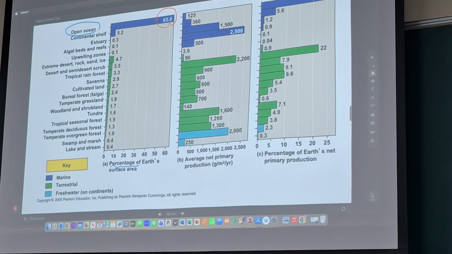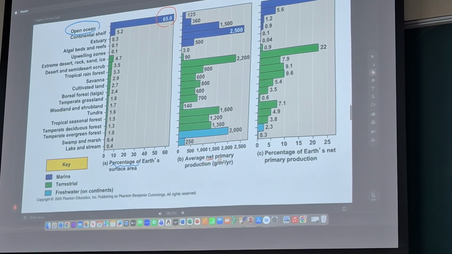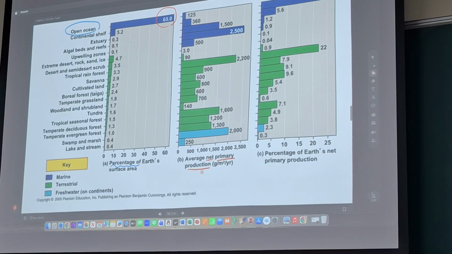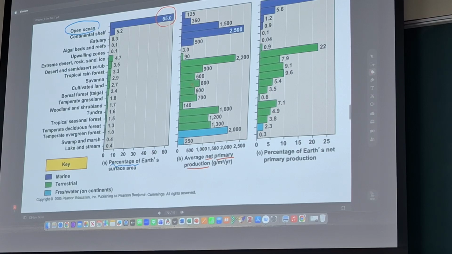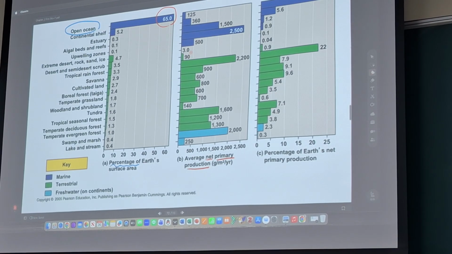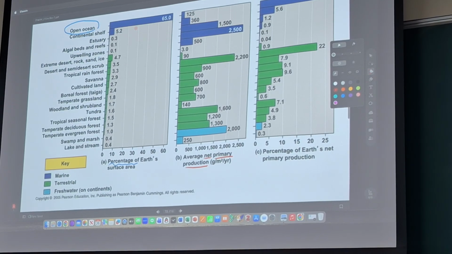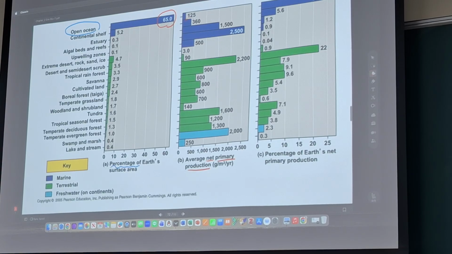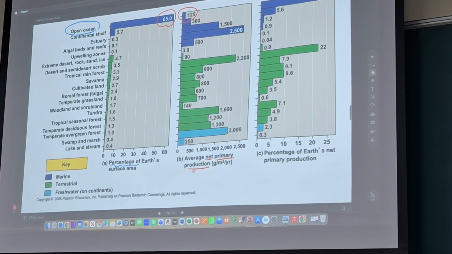And let's see B. B is about the net primary production, average primary production. But you can see, students, although open ocean occupies 65%, it just contributes a little bit of NPP.